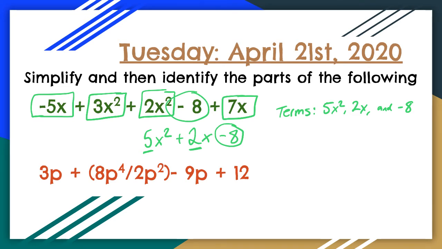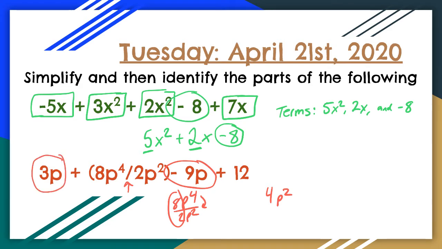So for the second one, I can see that I have parentheses. I've got to do some simplification, but that's okay. 8p to the fourth over 2p squared. Well, I know that I can divide the coefficients, leaving me with 4. Then p to the fourth divided by p squared just gives me p squared, because 4 minus 2 is 2. Now, I don't have anything to combine this with. That's just p, negative 9p, and this is just a variable p, like 3p. So I can combine those, leaving me with negative 6p.